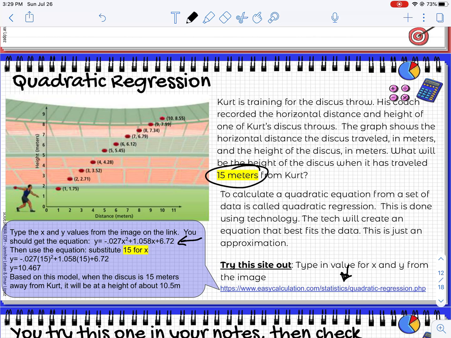And they want us to figure out for 15 meters. So what I'm going to do is take that equation that I came up with, and I'm going to substitute 15 everywhere there was an x and use my calculator to calculate the height when it was 15 meters. So if it was 15 meters away, it's saying it would be about 10.47 meters high.